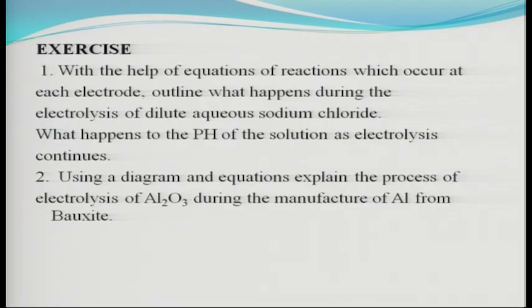Then again, number 2, using a diagram, you draw the diagram and the equations, explain the process of electrolysis of aluminium 3 oxide during the manufacture of aluminium from bauxite. This is the last process. So I know you're going to do those things.